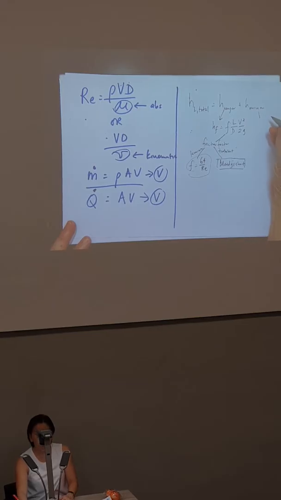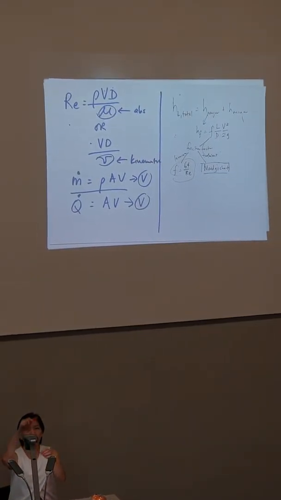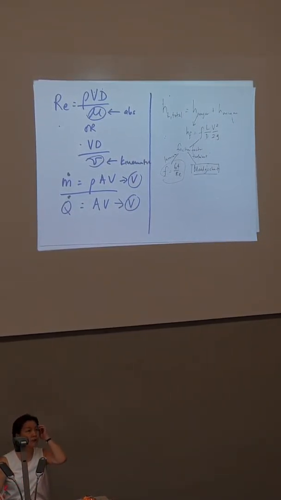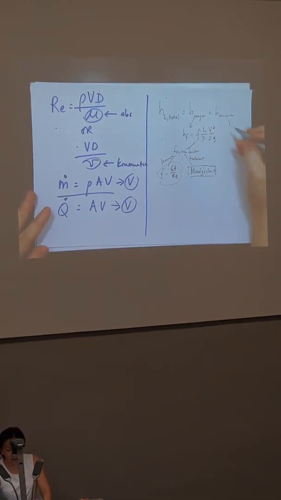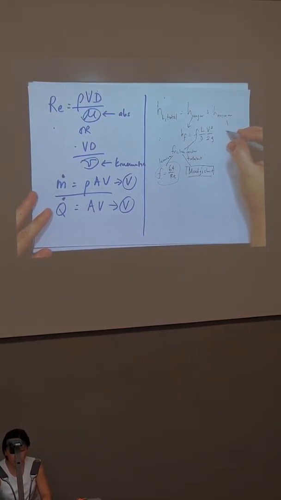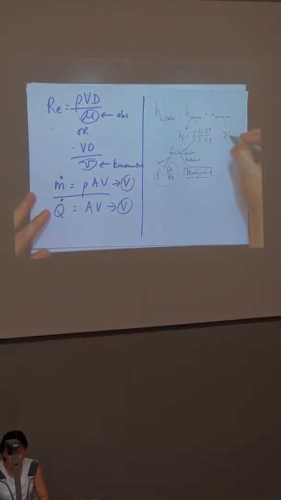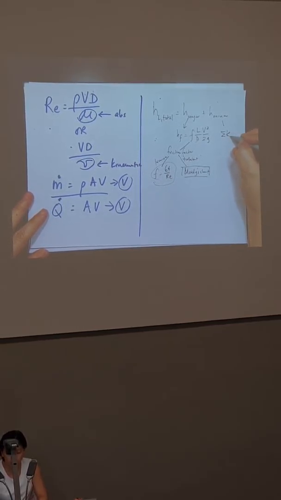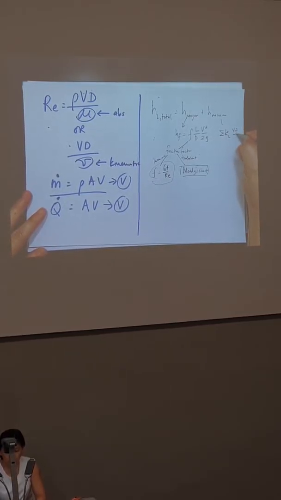Minor loss is all the bends. Remember I brought in the bend types? So once you have bends, you have valves, you have sharp exit, then this loss here is going to be a summation. You sum up all the KL. What is the name of KL? What is KL known as?